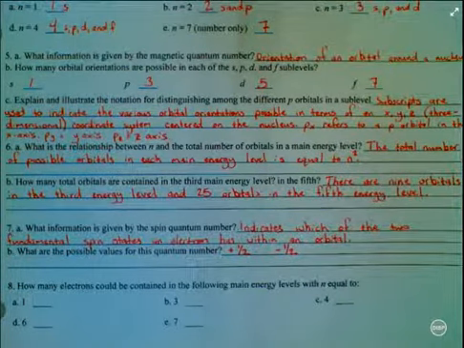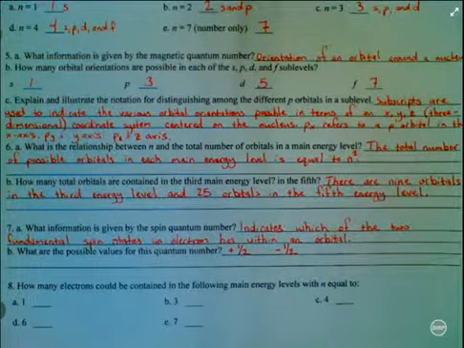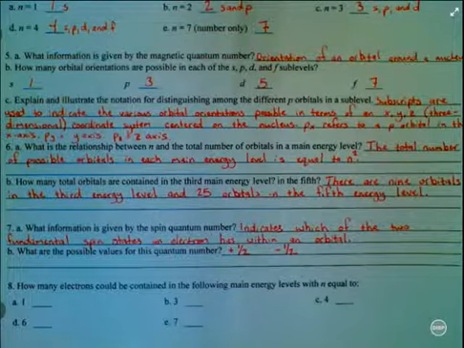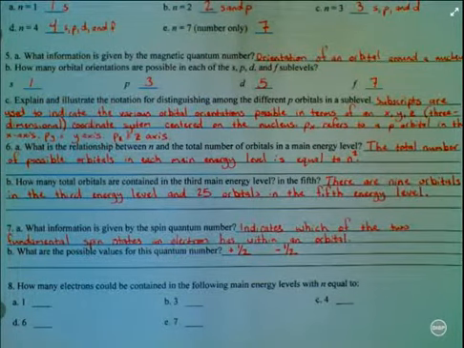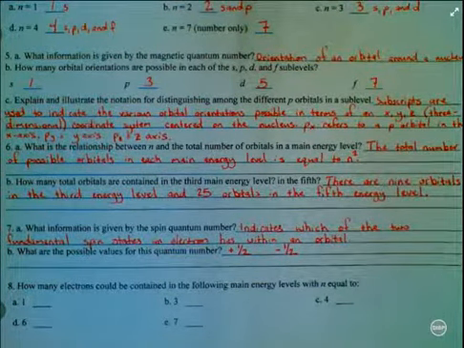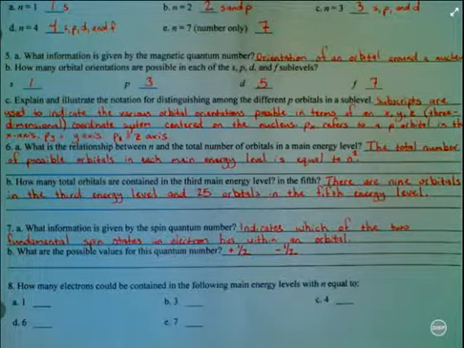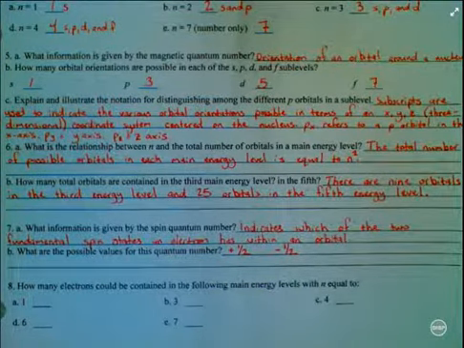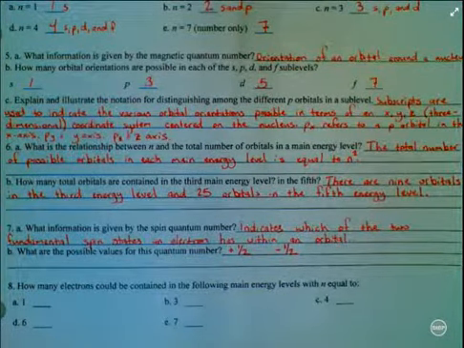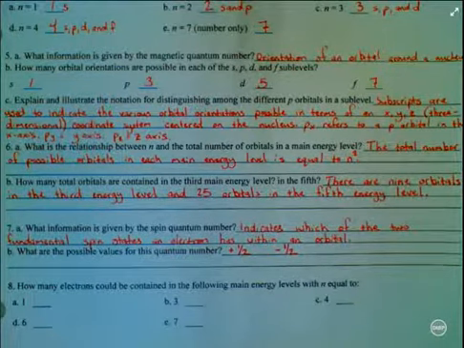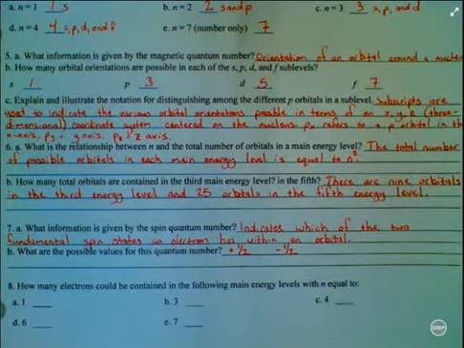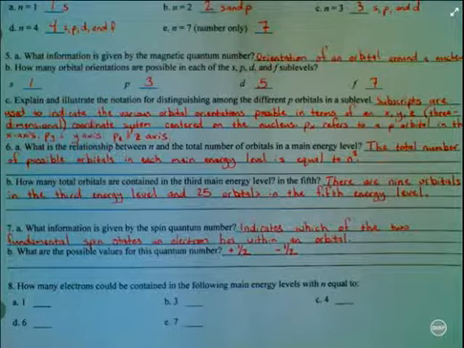So as we go to B, how many orbital orientations are possible for each of the S, P, D, and F sublevels? Well, for S, the shape is a sphere. And so there's only one way that you can orient a sphere. It's a sphere. You can't move it along the x-axis or the y-axis or the z-axis and have it be anything but a sphere.